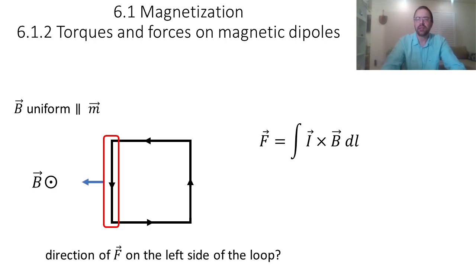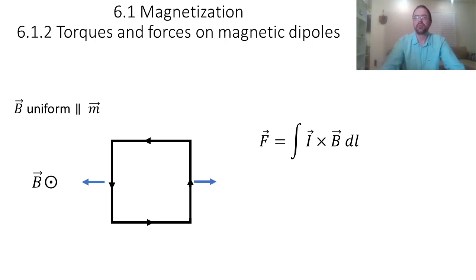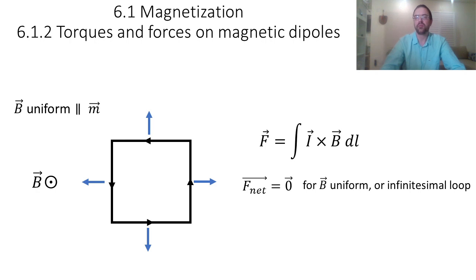Okay, if you answered that the force is pointing left, then you're correct, right? You know how to find the directions of the cross product using the right-hand rule. Then if you look at the force on the right side of the loop, it is pointing to the right. The force on the top part of the loop is pointing up, and the force on the bottom part is pointing down. So the sum of all these little forces, when you do the integral over the entire loop, is equal to 0. The net force is 0 if the magnetic field B is uniform, or equivalently if the loop is so small that we can consider B uniform over the size of the loop.